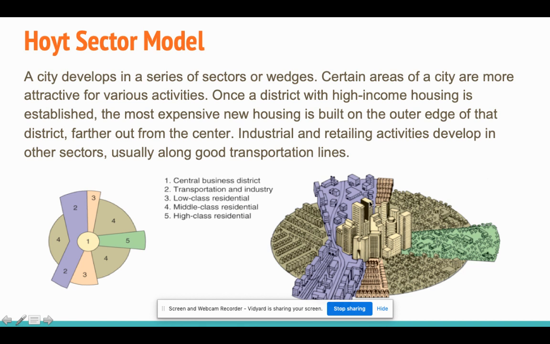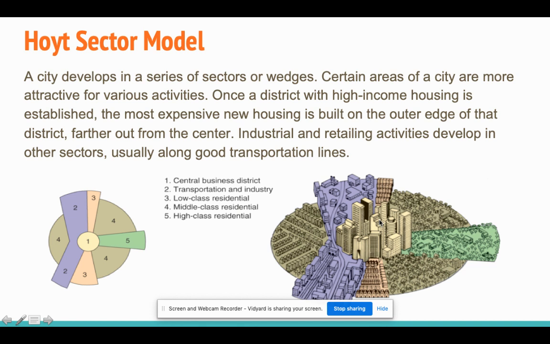Another example of that, we see low-class residential areas. Okay, these low-class residential areas, instead of coming in rings like in the Burgess model, they are in a series of wedges. Okay, so we've got the low-class wedge here. Then we've got middle-class residential in these areas right here, which are in sectors or wedges, and then an area of what's called transportation and industry. So instead of coming in rings, it's going out in a series of wedges and sectors.